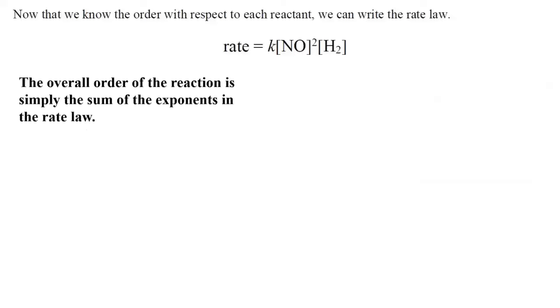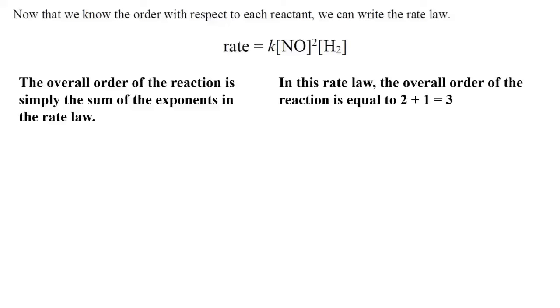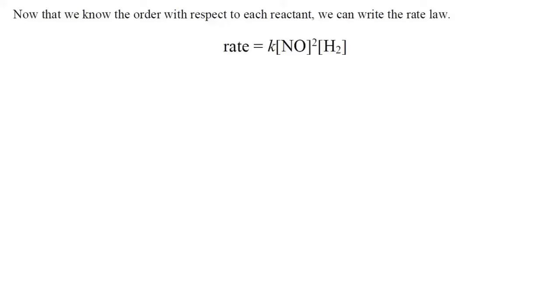The overall order of the reaction is simply the sum of the exponents in the rate law. So we know it's second order with respect to nitrogen monoxide, and we know it's first order with respect to hydrogen. So the sum of the exponents in this case would be 2 plus 1. This rate law is said to be third order overall. 2 plus 1 is 3.